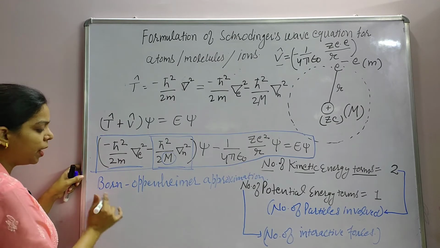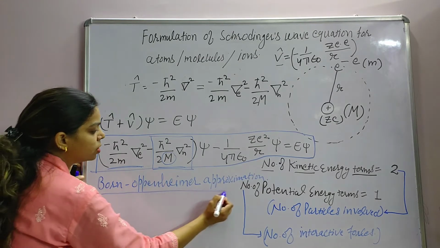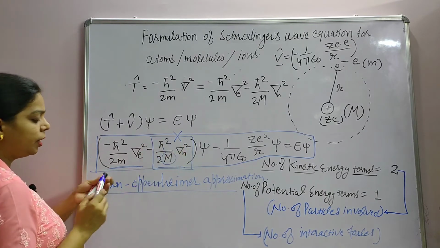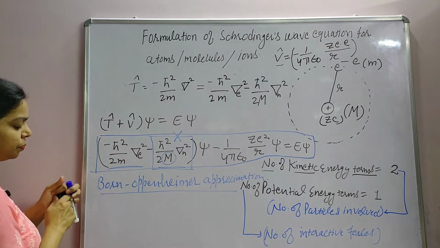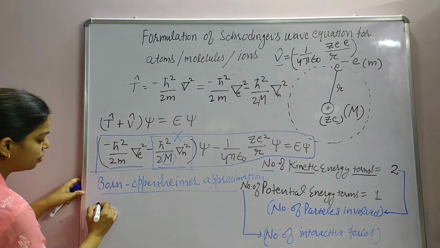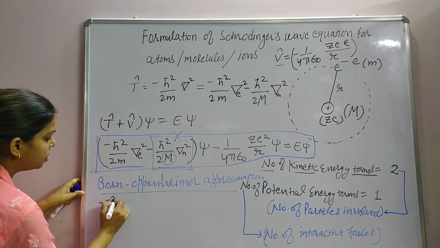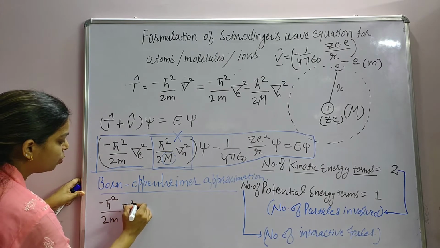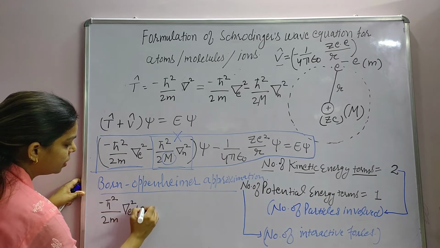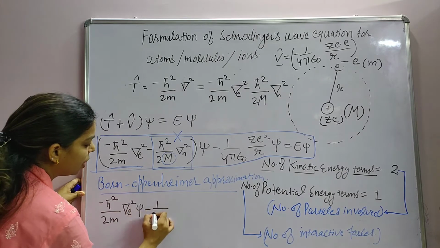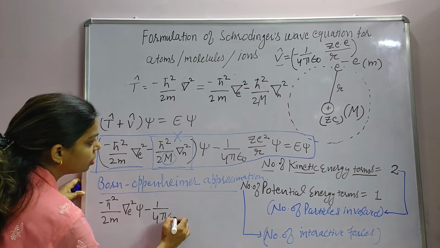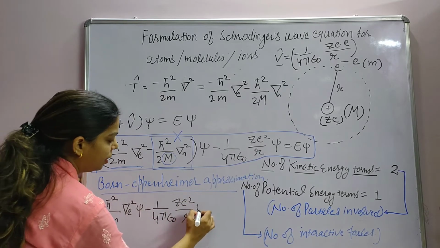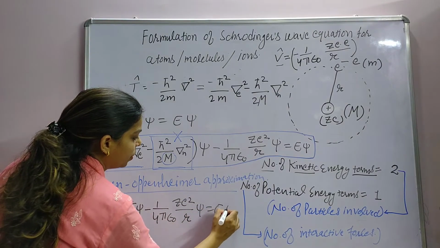So after applying Born-Oppenheimer approximation, we can neglect this term and write the equation after leaving this term behind as minus h bar square over 2m del e square psi minus 1 by 4 pi epsilon naught Ze square by r psi is equal to E psi.